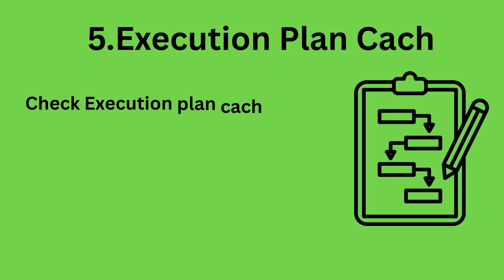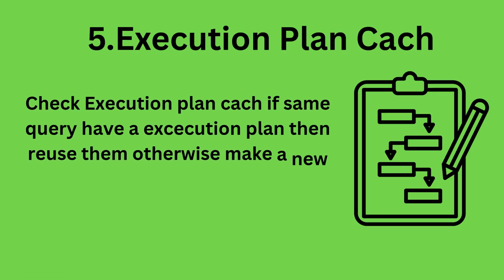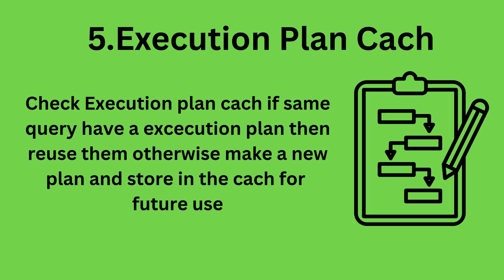Fifth one is the execution plan cache. Before executing the query, the engine checks the execution plan cache. If the same query has been run before, it reuses the cached execution plan. If not, it creates a new one and stores it in the cache for the next time.